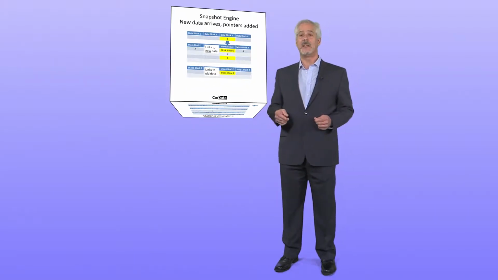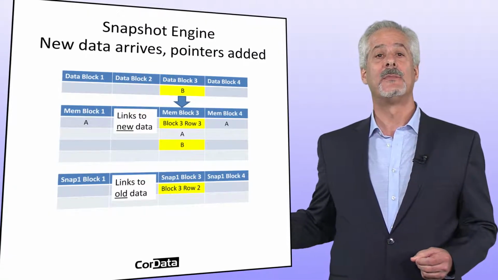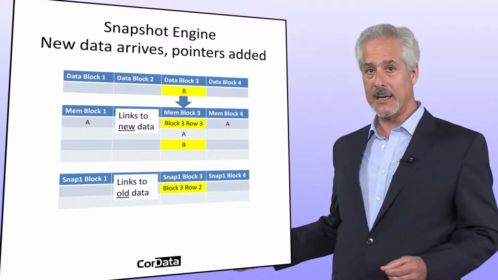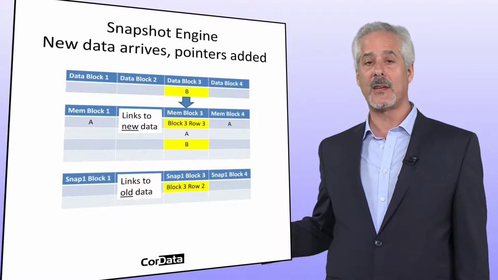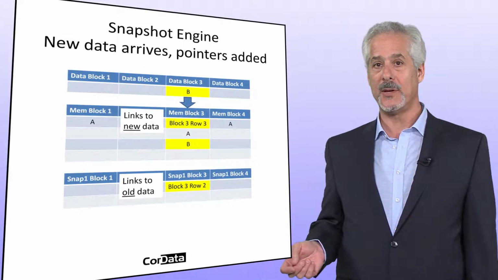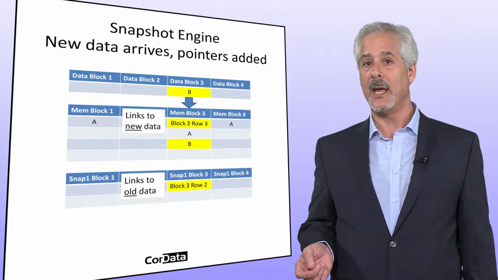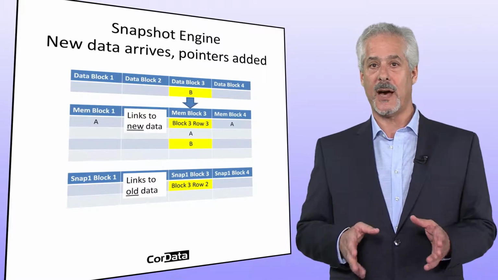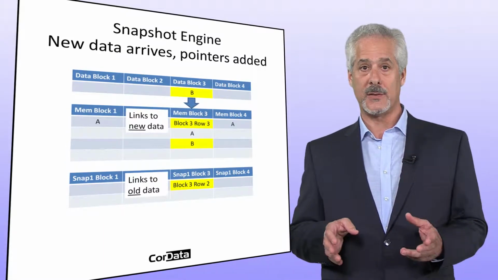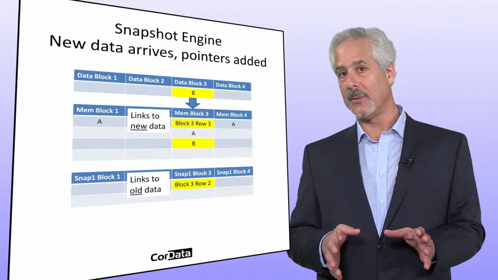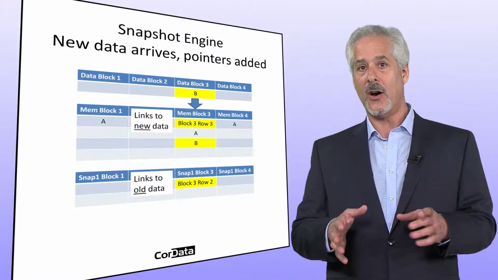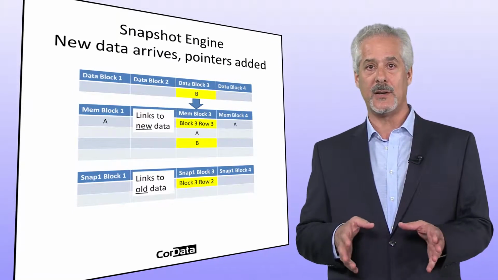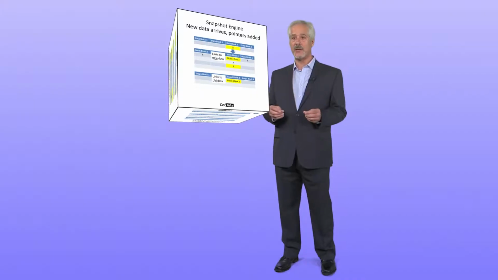Now, some new data, an updated data block B arrives. Instead of overwriting the old block A, the system stores the new data in a different location on disk and sets a couple of pointers. The memory pointer now points to the new block B, making it a current part of the file. Snapshot 1, however, stores a pointer indicating the old data block A. This is so the snapshot, when it's assembled from its pointers, always shows the file in its original unaltered state at the time the snapshot started.